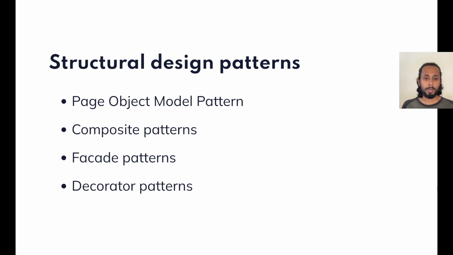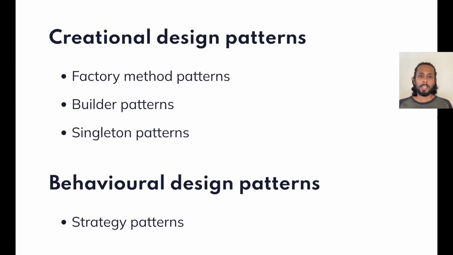The facade pattern provides a unified interface to a set of interfaces in a subsystem. The facade defines a higher level interface that makes the subsystem easier to use. Decorator pattern attaches additional responsibilities to an object dynamically. Decorators provide a flexible alternative to subclassing for extending functionality. Let's come to creational design patterns. Factory method pattern defines an interface for creating an object but allows subclasses to decide which classes to instantiate. Factory method lets a class defer instantiation to subclasses.